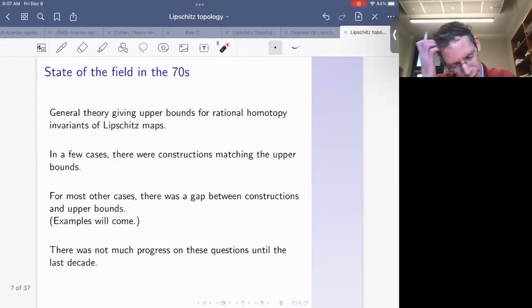So the state of the field in the 70s was that there was a general theory that gave upper bounds for all the rational homotopy invariants of Lipschitz maps. And in a few cases, like the ones we just looked at, there were constructions that basically matched the upper bounds, say up to a constant factor. But for most cases, there was actually a substantial gap between the constructions and the upper bounds. And I'll show you some examples in a little while. And then after that, there was not much progress until recently, until the last 5 or 10 years on these questions.